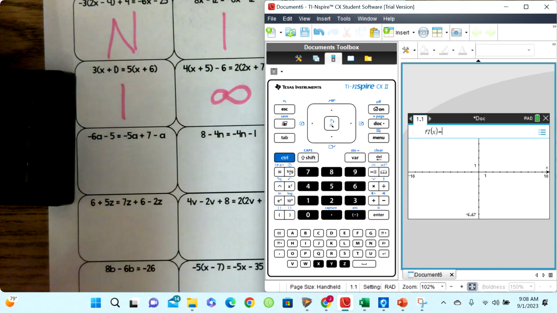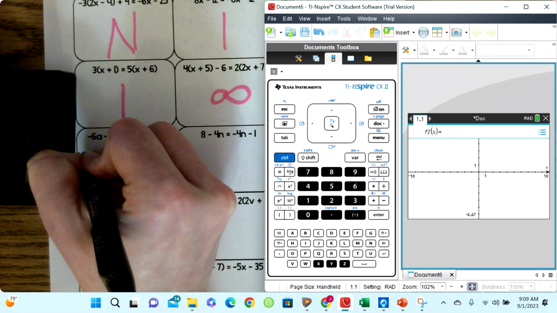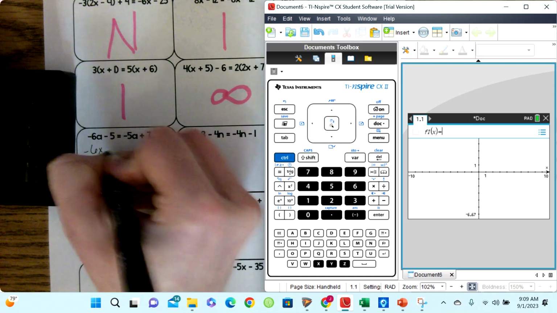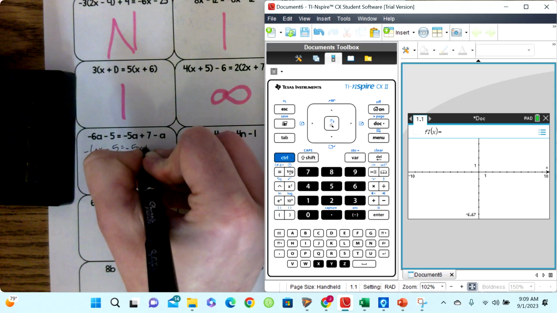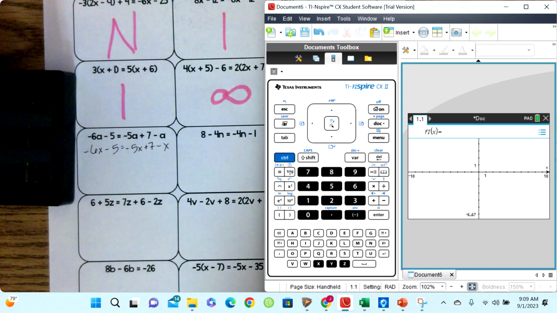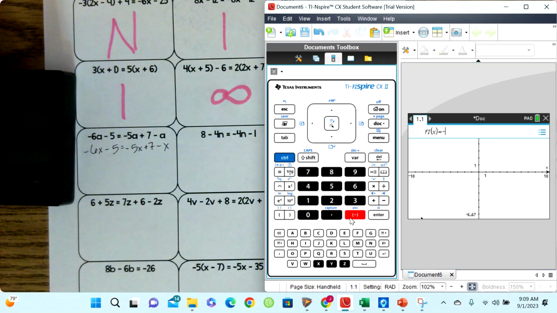All right, so this one right here. Now, in the graph, you have to use x's. You can't use any other letter. So this one you're going to have to put negative 6x minus 5 equals negative 5x plus 7 minus x. You just got to change all the letters. So negative 6x minus 5. Press the down arrow key. Negative 5x plus 7 minus x. Ugh, stupid keyboard. And then we hit enter.